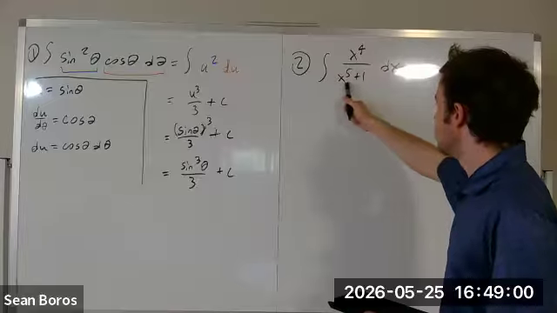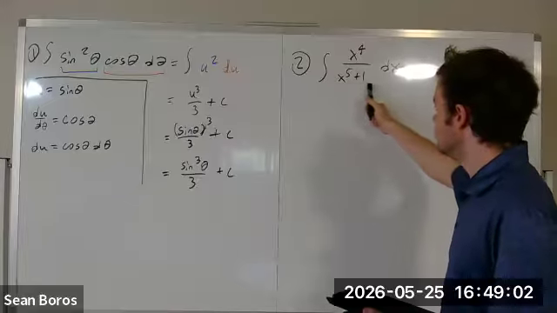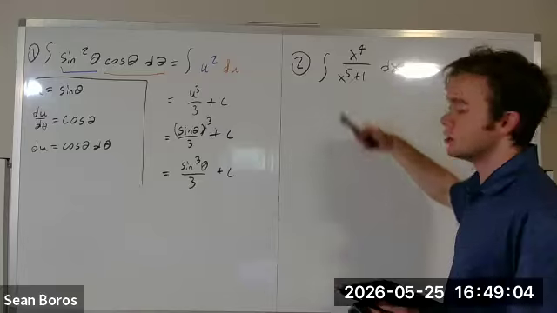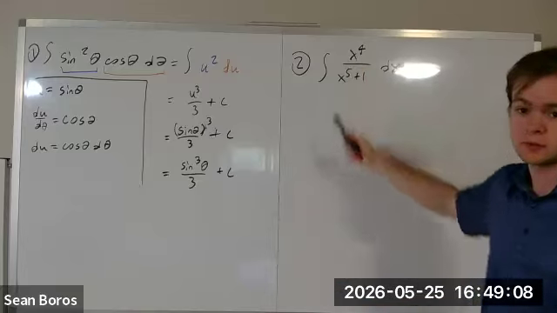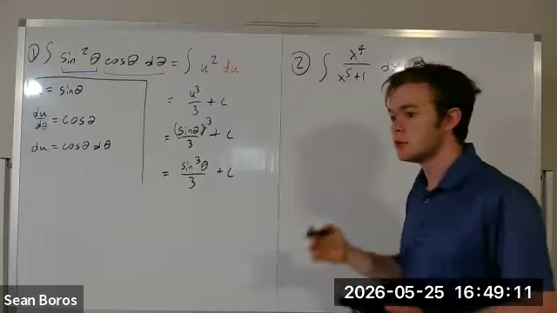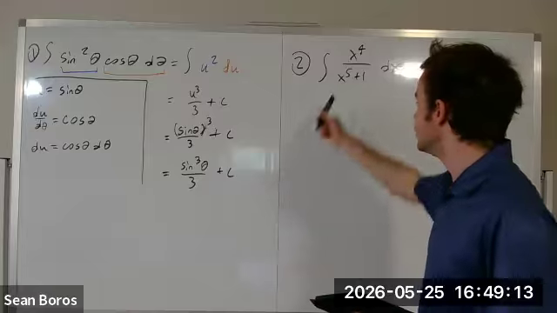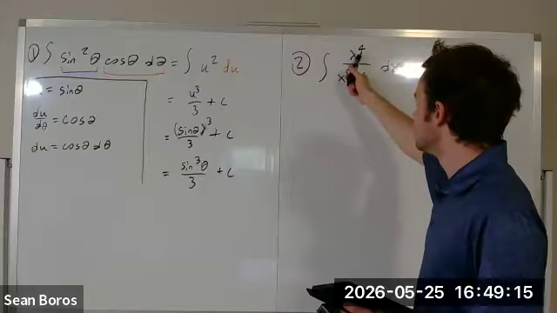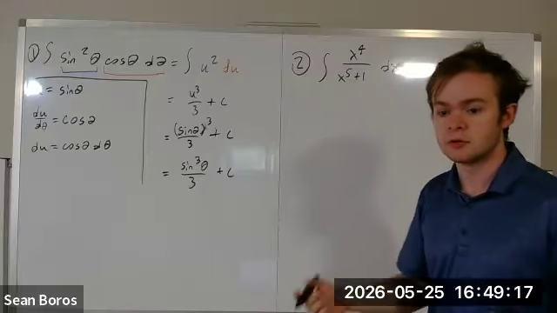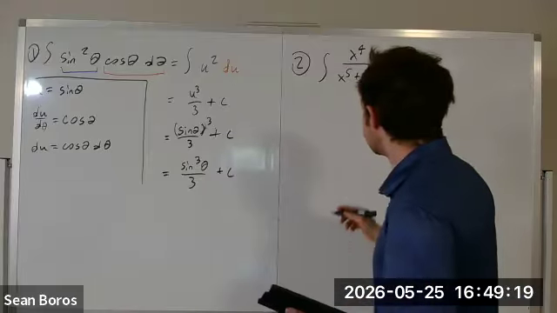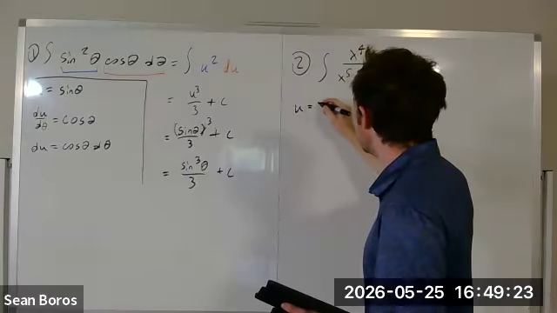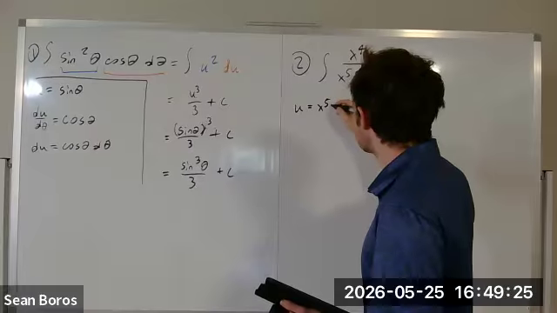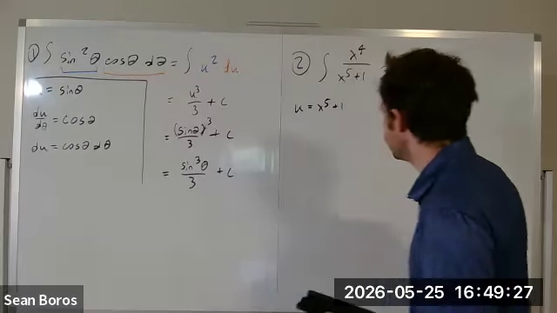So if we set u to be the bottom part, well, the derivative of x to the 5th plus 1 is 5x to the 4th. We already see an x to the 4th up here. So that gives us the clue that our u should actually be the denominator, because now the derivative of the denominator looks similar to the numerator, something we already have in our integral. So as I said there, our u is going to be x to the 5th plus 1, right?